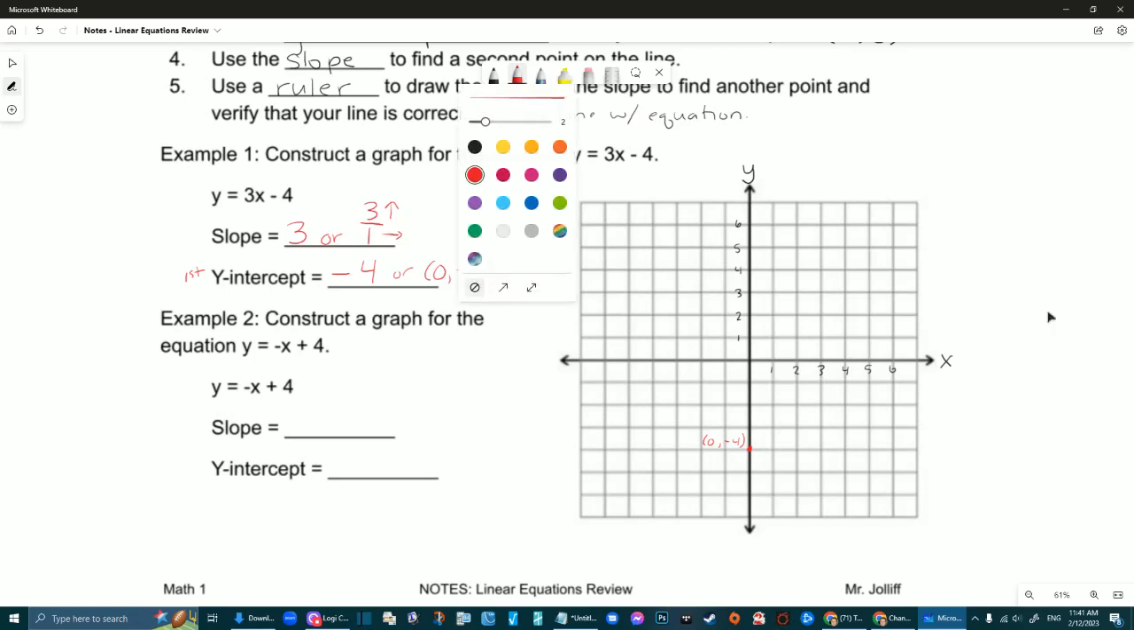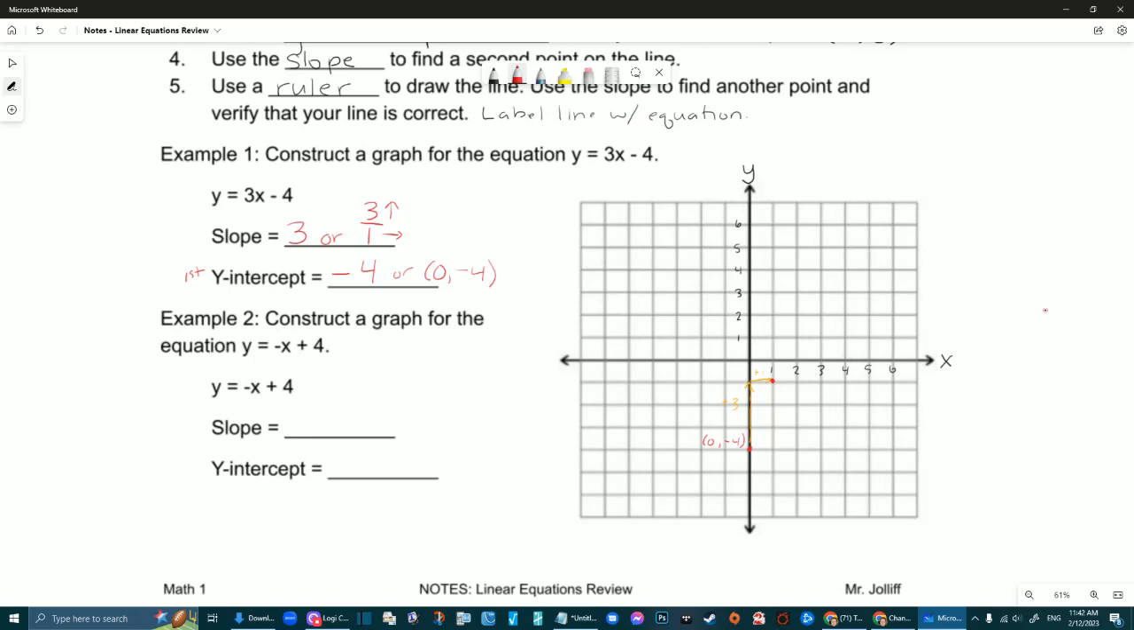The next thing we're going to do is use our slope to find the second point on the line. That's what step 4 says. Our slope is up 3, forward 1. So I'm going to go up 1, 2, 3, and then I'm going to go forward 1. So our next point is going to be right here.